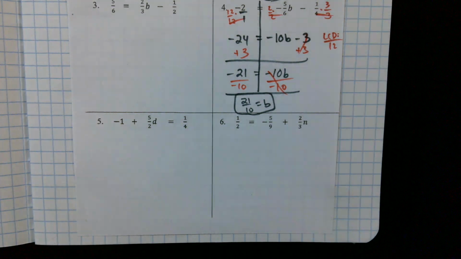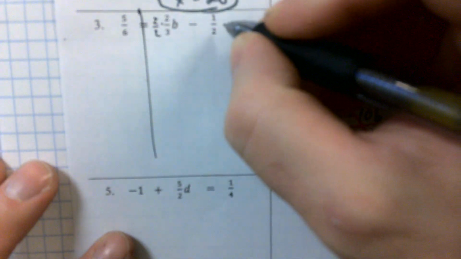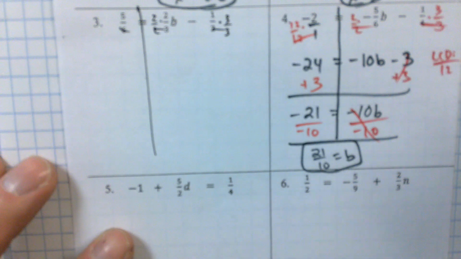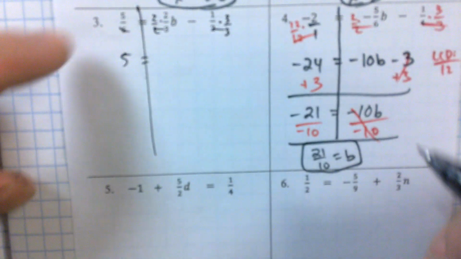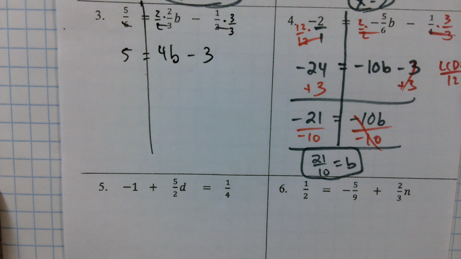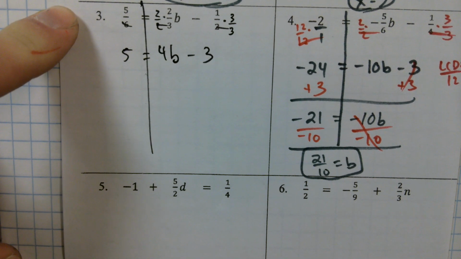Okay, real quick, just so we can get started, let's take a look at number 3. What's my LCD in number 3? 6. So I'm going to leave my first term alone. This one's going to be 2 over 2. This one's going to get hit with a 3 over 3. I'm going to cross all my denominators out and just look at the top. 5 equals 4b minus 3. Oops, it's super blurry. Now it's not. Does that look okay?